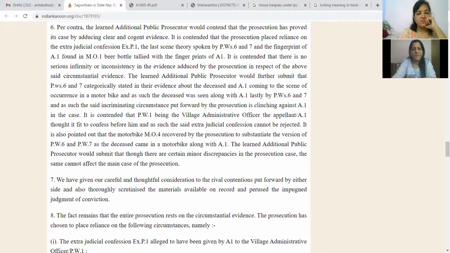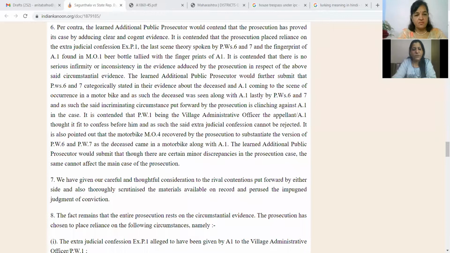The learned additional public prosecutor would further submit that prosecution witness 6 and 7 categorically stated in their evidence about the deceased and accused 1 coming to the scene of occurrence in a motorbike, and as such the deceased was seen along with accused 1 lastly by prosecution witness 6 and 7, and as such the said incriminating circumstance put forward by the prosecution is clinching against accused 1 in the case.